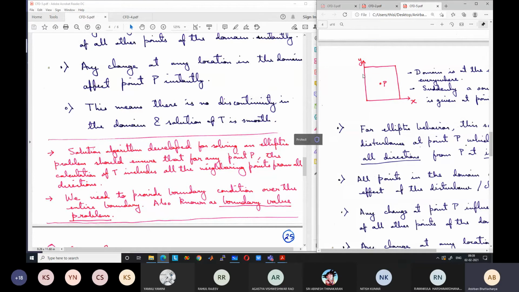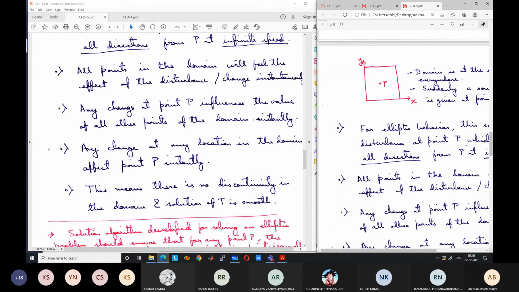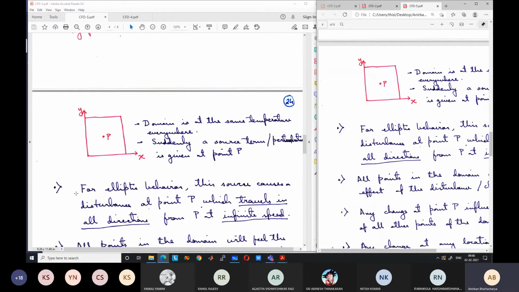The second thing is that we need to provide boundary condition over the entire boundary of the domain. So for this boundary, this boundary, this boundary, and this boundary, we need to provide boundary condition. So these types of problems are also known as boundary value problems. Any questions? Because this is a slightly tricky concept to understand. There should be a lot of questions.